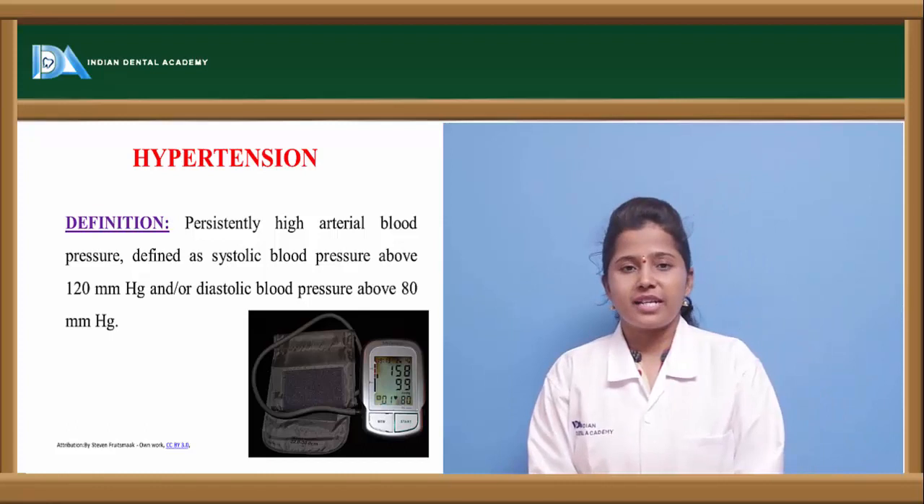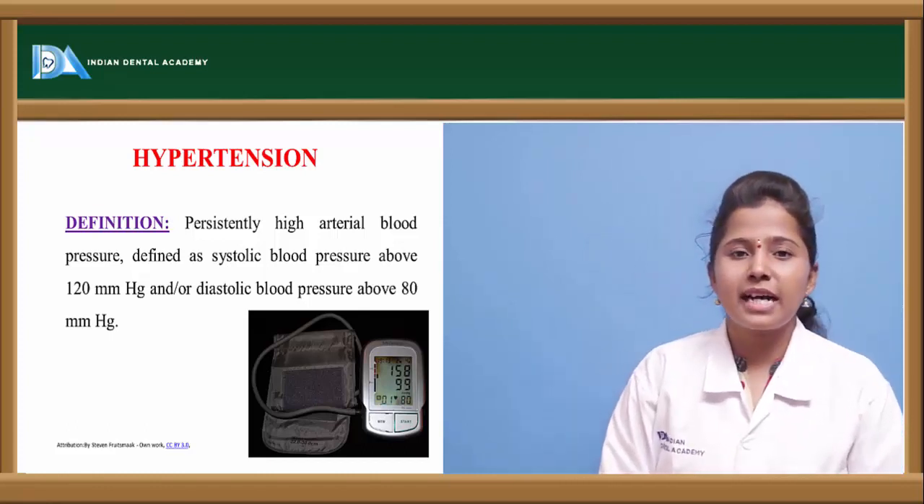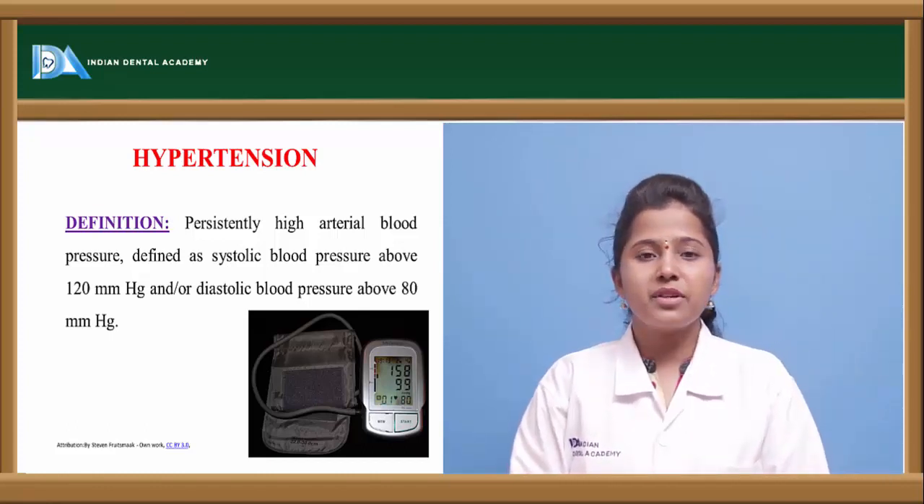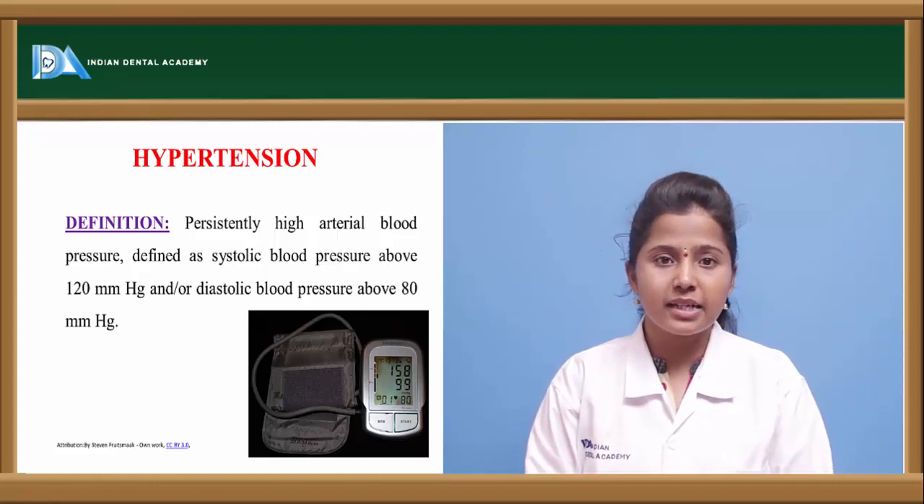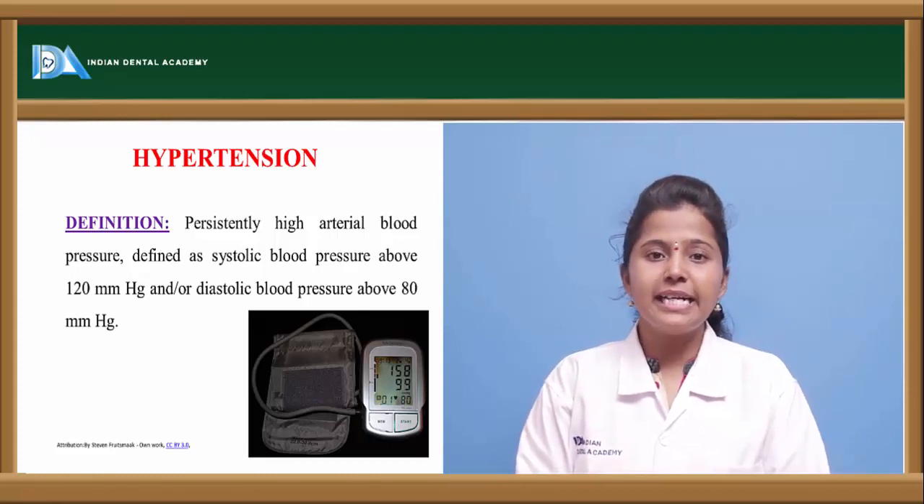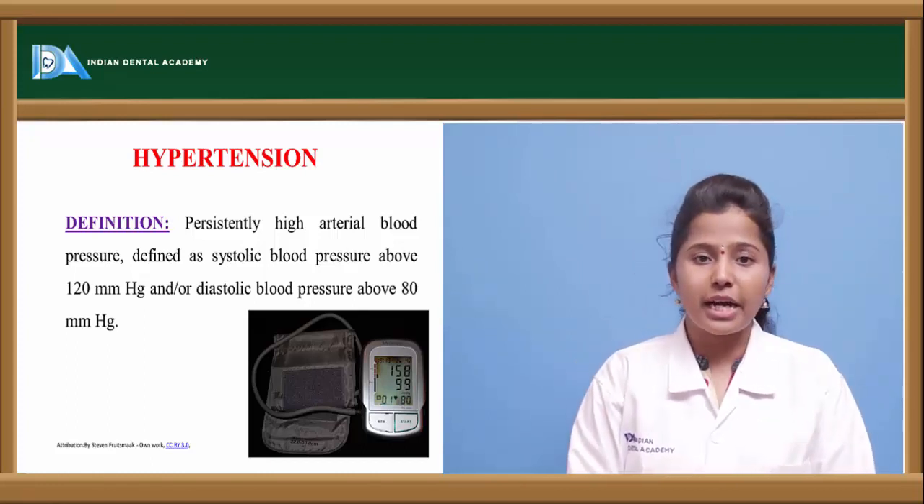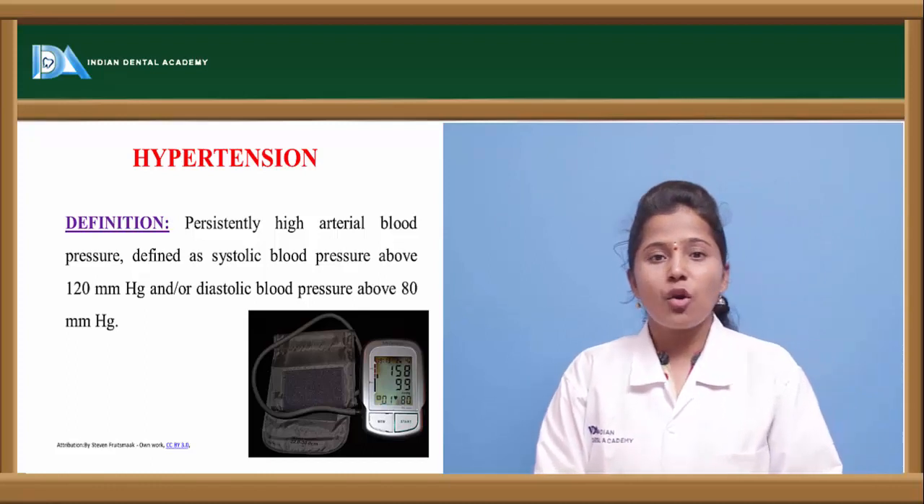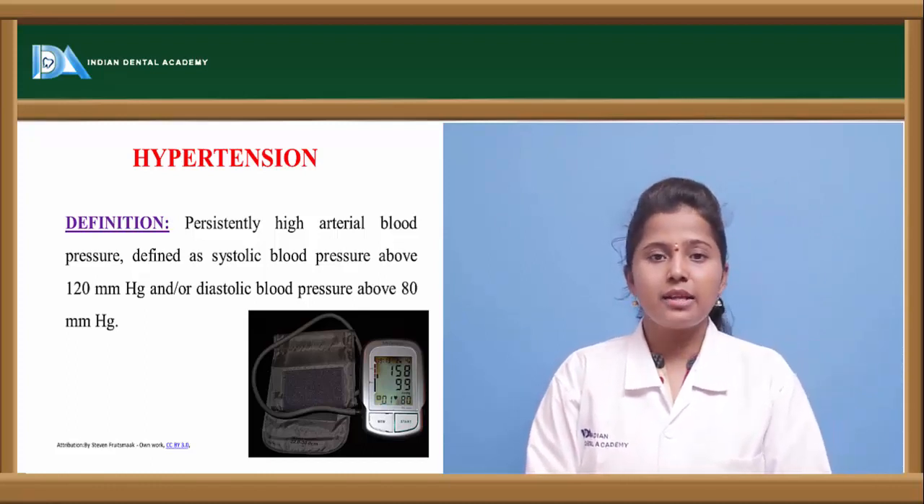What is hypertension exactly? Why is the condition called hypertension? Normally, the blood pressure exerted by the heart is 120 by 80 mm of Hg. 120 refers to systolic blood pressure and 80 mm of Hg refers to diastolic blood pressure. So, this is the normal or ideal blood pressure in human beings.